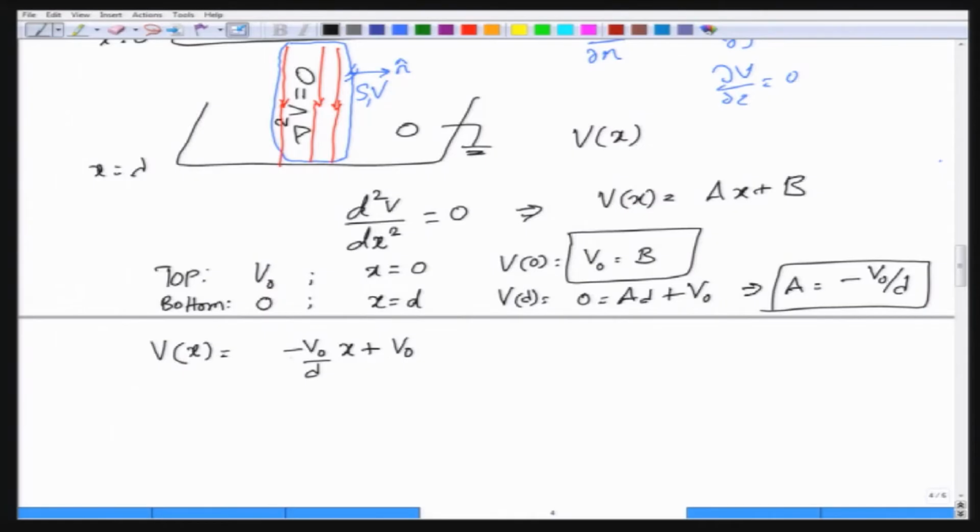Now, do not worry about this minus sign. That happened simply because I put the top plate at x equal to 0 and the bottom plate at x equal to d, and I know that the field lines will start from the top plate and go on to the bottom plate. You can actually see that one.